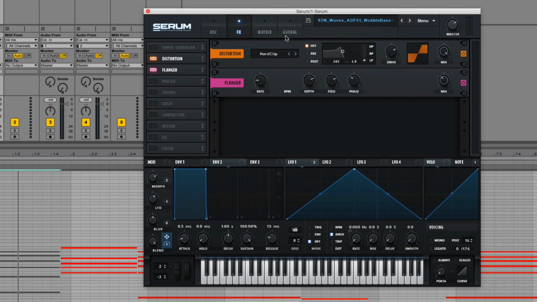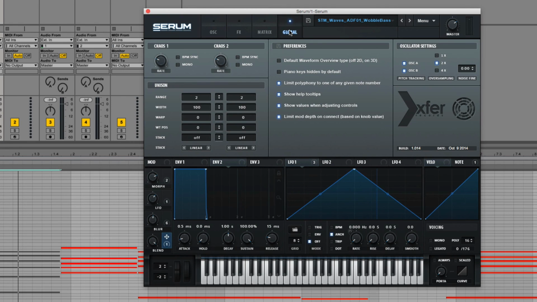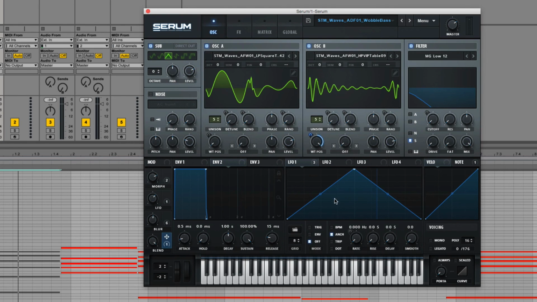I think that does it. I don't know if I said rate, but we'll do it. Or I know I said it, I just don't know if I tested it. Alright, that does Wobble Bass.